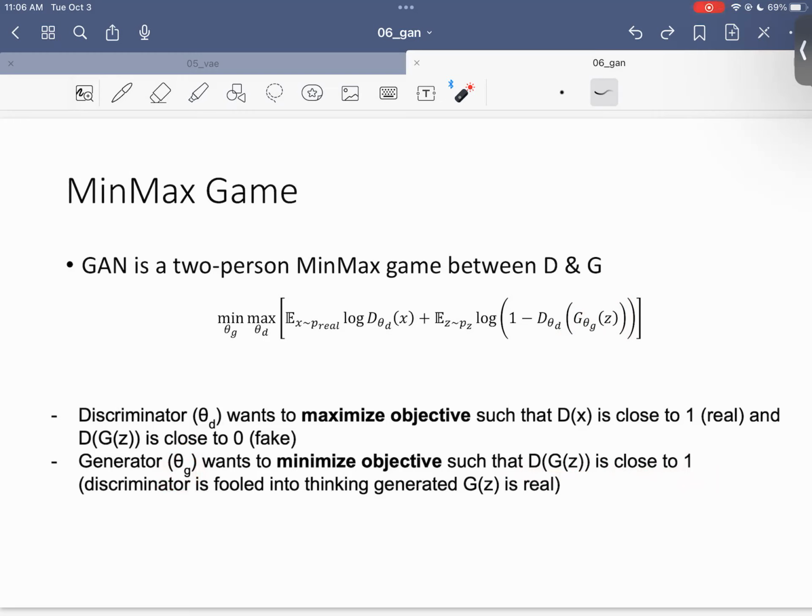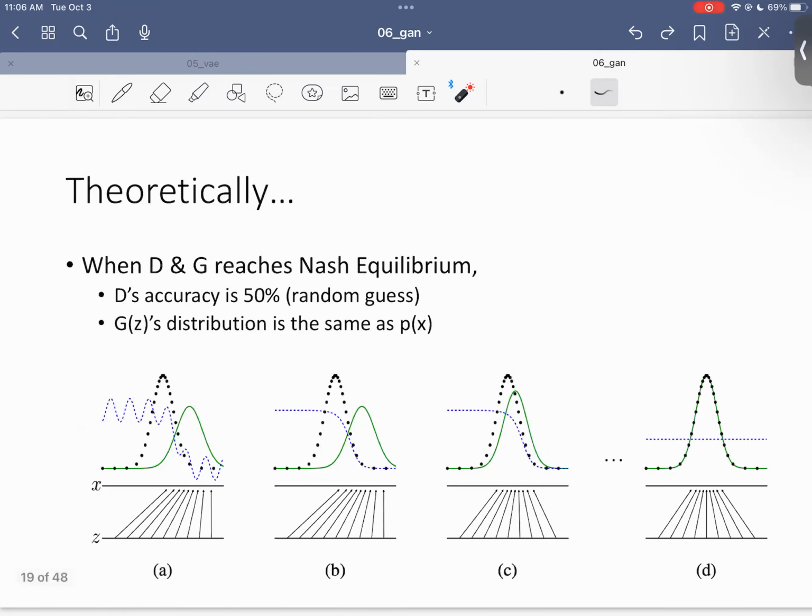So far, it's a relatively intuitive concept. There's one game where one player wants to fail it, another player wants to succeed it. So theoretically, when D and G reach Nash equilibrium, if you're familiar with game theory, you probably have a better understanding than I do. I don't know much about game theory, but we can think of this as a step-by-step process.